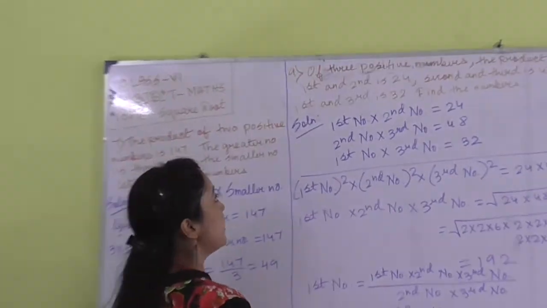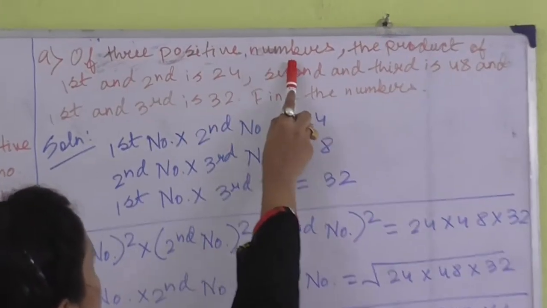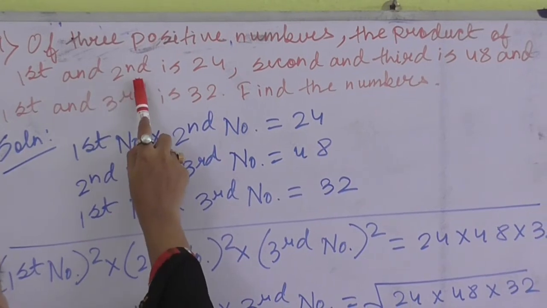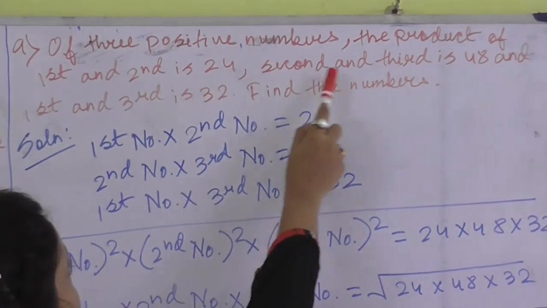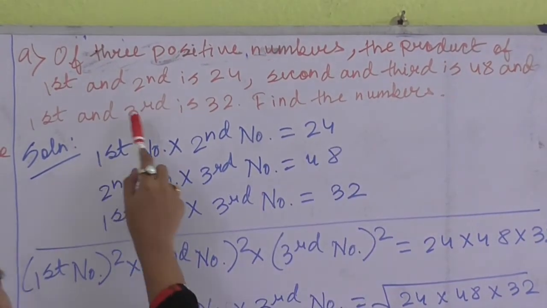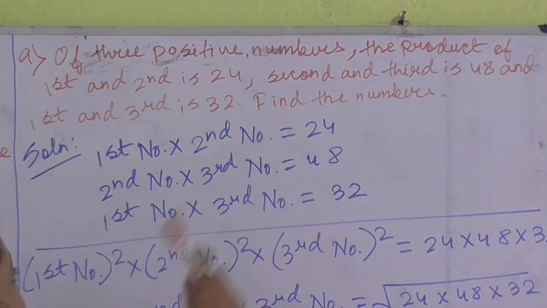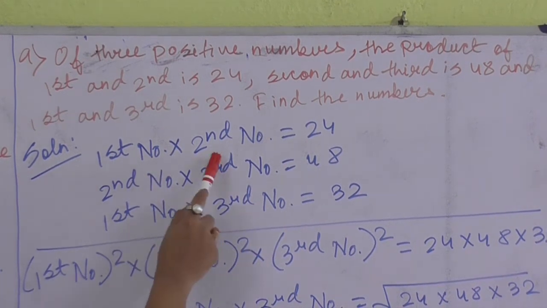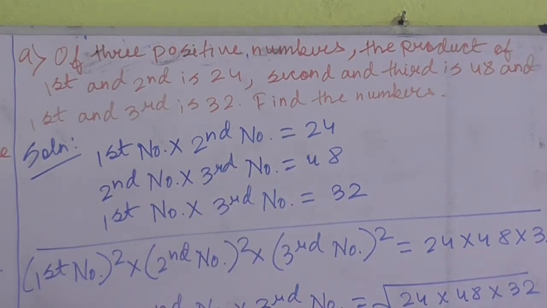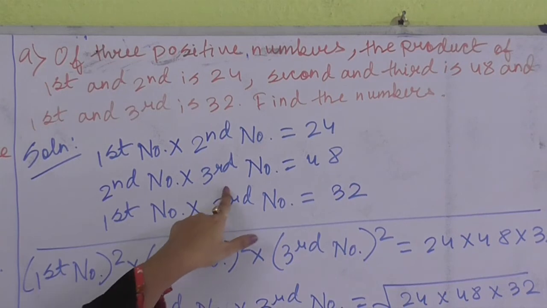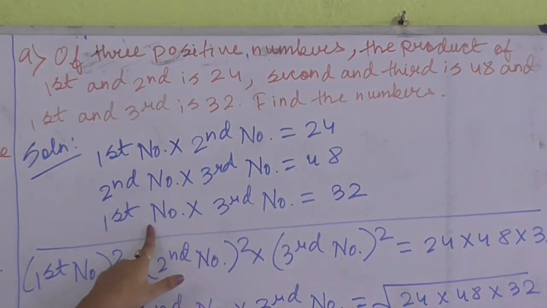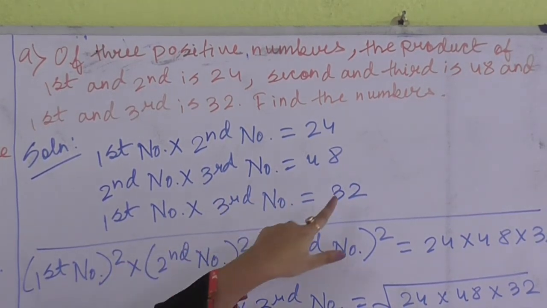Next, it is given that of three positive numbers, the product of the first and second number is 24, of the second and third is 48, and of the first and third is 32. So find the numbers. The product of the first number and second number is 24, the product of the second number and third number is 48, and the product of the first and third number is 32.